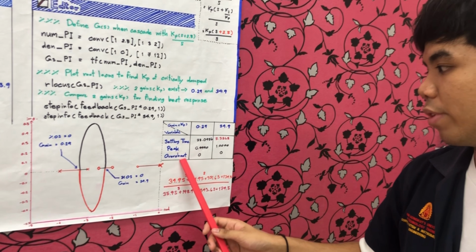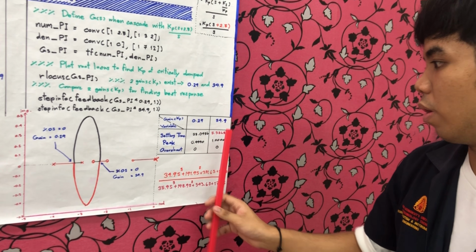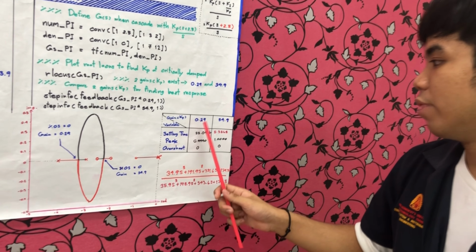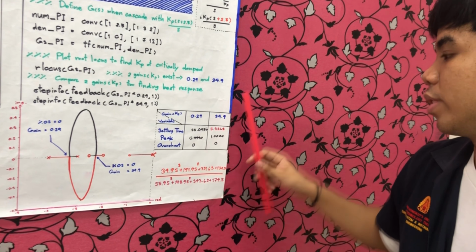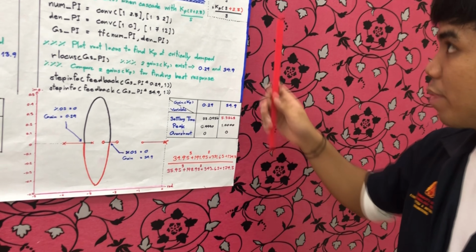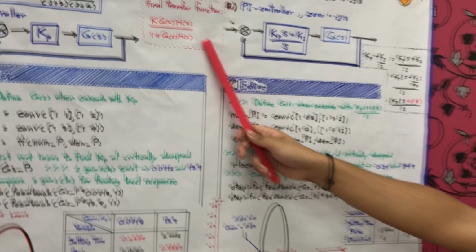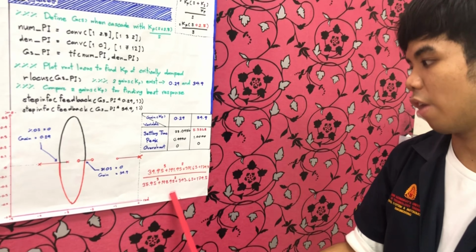You will see that the peak and overshoot have nearly the same value, so they have no significance here. For the settling time, you will see that the one for gain 0.29 is much more than for 34.9. So we choose the gain of 34.9 for the PI controller. We apply it to the final transfer function and got this polynomial term.